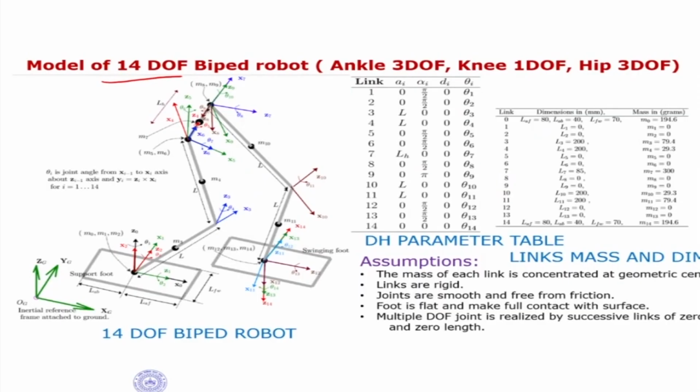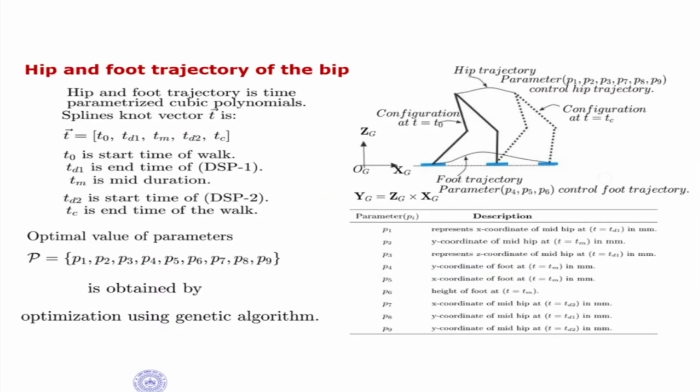So this is a 14 degree of freedom system in which there are 7 degrees of freedom per leg: 3 degrees of freedom at the ankle, 3 at the hip, and 1 at the knee. In this particular case the procedure is exactly the same. You make your DH parameter table as shown here, and then write your dynamic equations and kinematic equations. But now the problem becomes a little more tricky, because you're on 3-dimensional terrain.